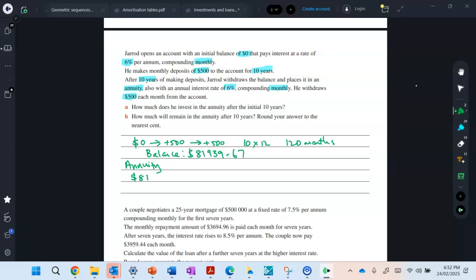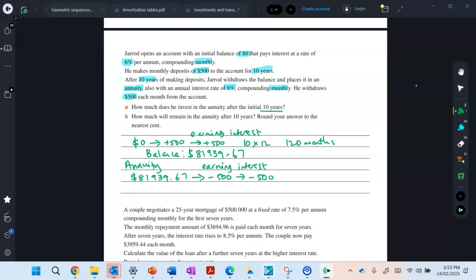starts with that 81,939.67, and he's taking out $500 each time. But over this time, he's also earning interest, just like this one earned interest. So earning interest here over the 120 months, he's also earning interest here. The only difference is he's now withdrawing $500 each month. So he still gets interest, but obviously it's going down over time because the balance is going down over time. How much does he invest in the annuity after the initial 10 years? Oh, well, there it is, that balance, that $81,000. How much will remain in the annuity after 10 years?